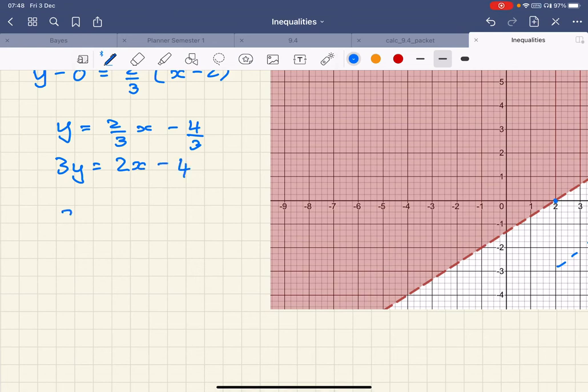And let's say that that's 3, start with our x. Let's say that's 2x minus 3y is equal to 4. Now, I'm going to turn that into 2 inequalities. Is it greater than 4? Is it less than 4?